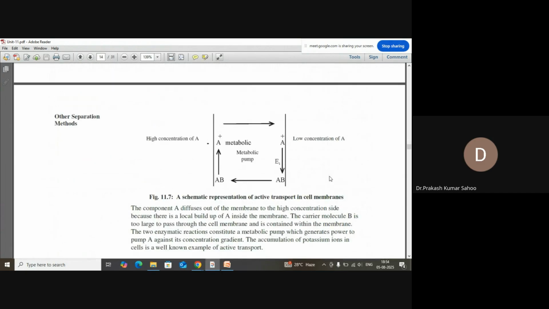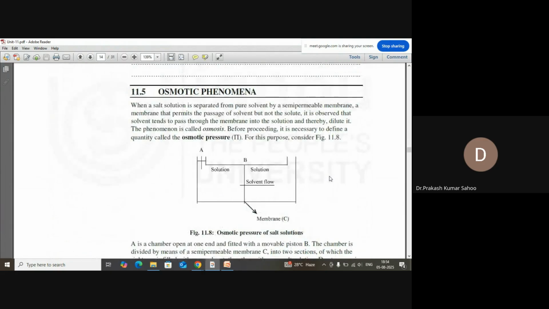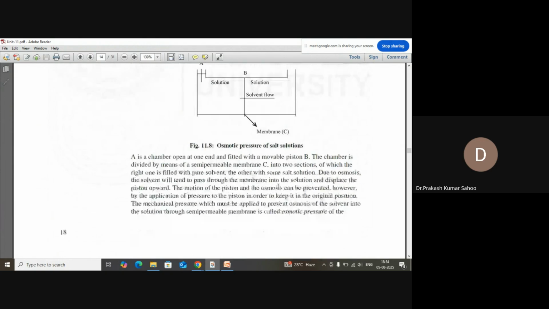In active transport, go through these things; the osmotic phenomenon is already discussed. This is the movement of solvent particles from lower concentration to higher concentration. So here, if the movement is from solution of part A to part B, then the lower concentration is at part A and the higher concentration will be at part B.